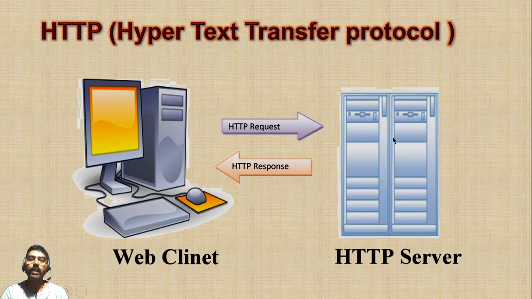The server will process that request and identify whether the particular page provided by this URL is available in the web server. If that web page is available, it will send that page to the web client, and we can see the web page on our computer. If that web page is not available in the web server, it will send an error message to the web client and inform it that the web page is not available.